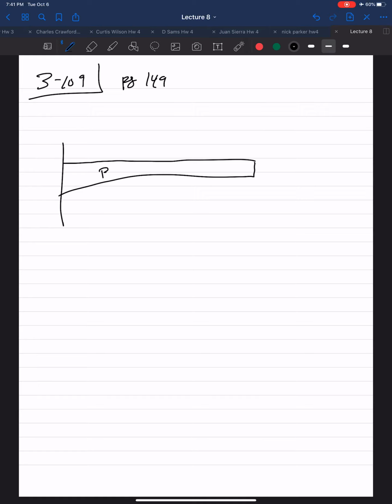We've got a couple problems. Take a look at problem 3-109, page 149. Here it says, replace the distributed loading with an equivalent resultant force and specify its location on the beam measured from point O. This is the beam.